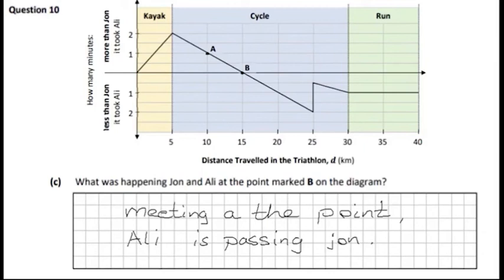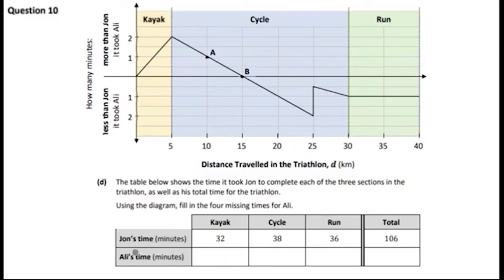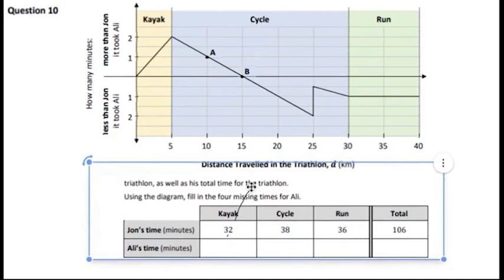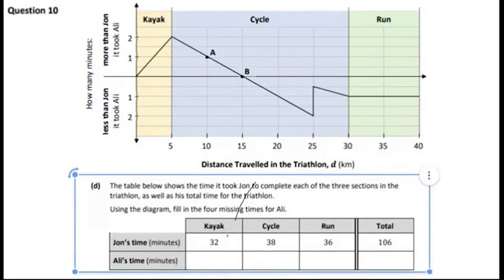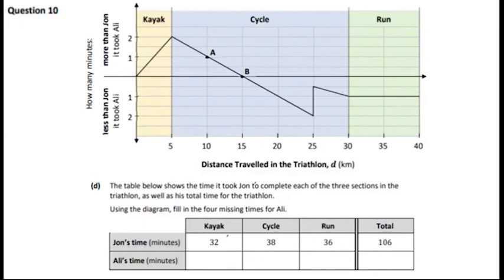All right, so now we have to fill in the times and compare John's time to Ellie's time. So these are all relative, so we've got to be careful here because each section has to be taken independently. So we'll just get this right here. All right, so what we have here is plus 2 minutes for Ellie's time for the kayak, so it'll be 34.